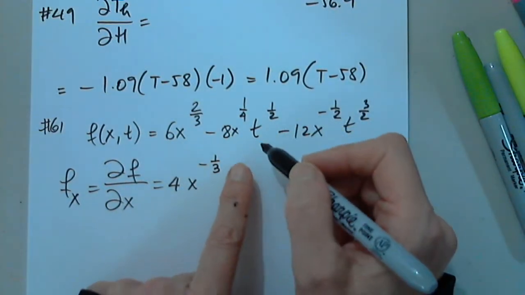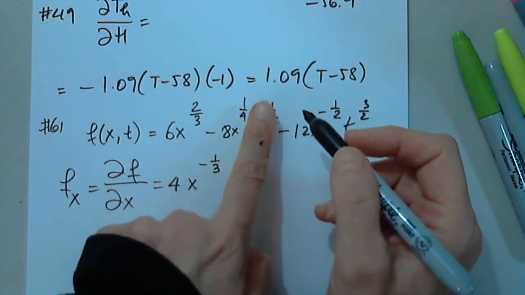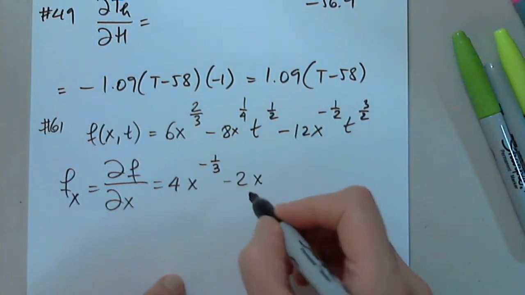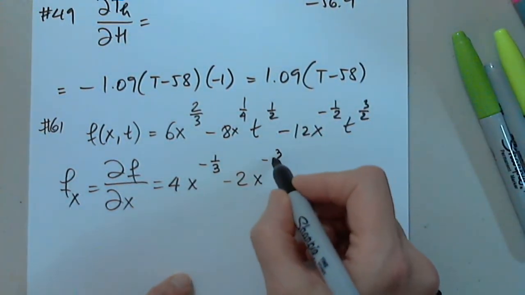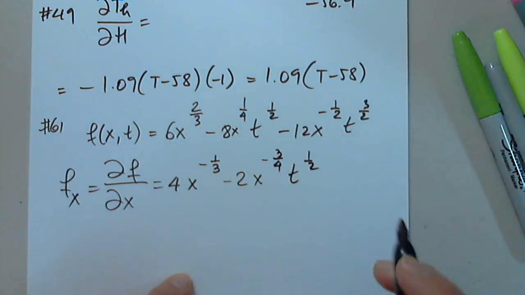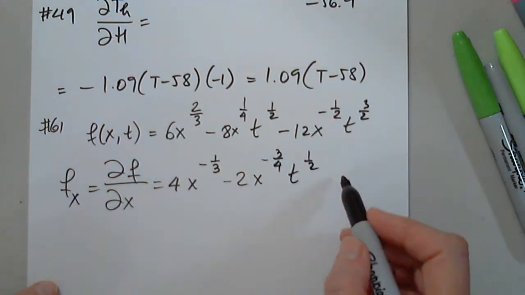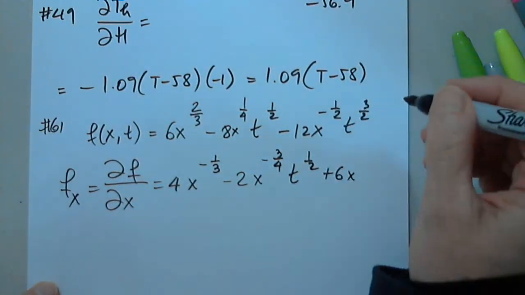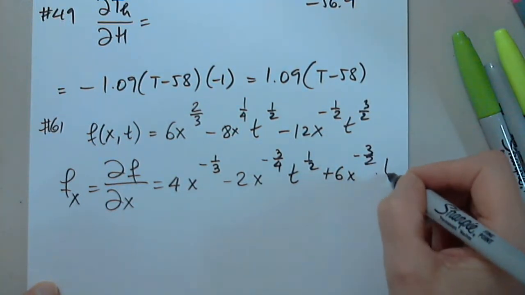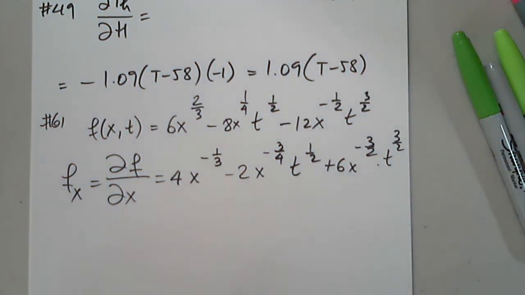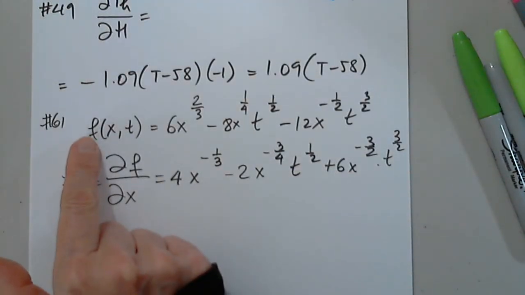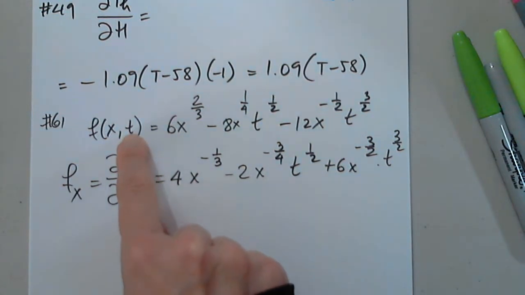The next term, we differentiate with respect to x, and t is kept constant. So 8 times 1/4 will be 2. So minus 2x to 1/4 minus 1, negative 3/4, and I have to copy t to 1/2. Final term. I bring negative 1/2 and I get positive 6, x to negative 1/2 minus 1, which is negative 3/2, times t to 3/2. And that's it. This is fx, meaning I differentiated function f with respect to x, keeping t constant.